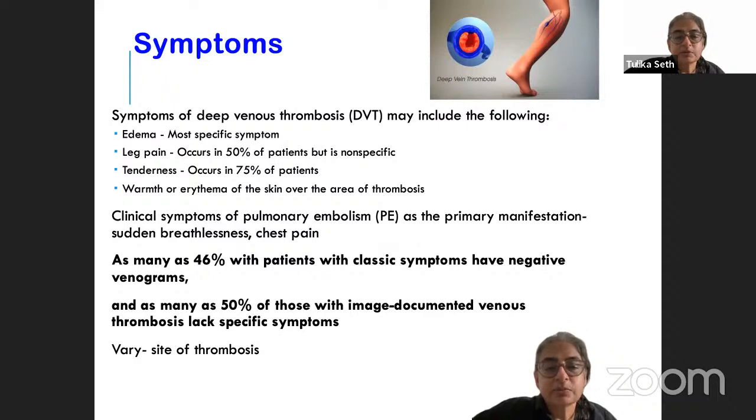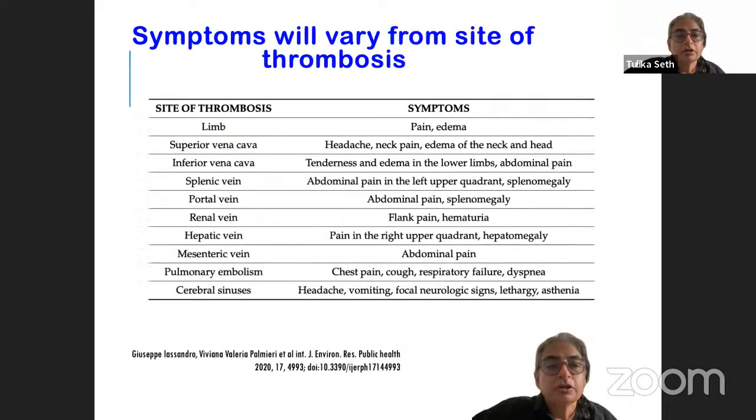So as I said, the symptoms of pulmonary embolism are usually sudden breathlessness and chest pain, but we often have patients who don't have the classic symptoms, and sometimes you may pick up some of these lesions on imaging. So the symptoms will obviously vary according to the site of the thrombosis. So you need to have a high index of suspicion, because pain in any of these areas could be due to multiple other causes for these children in the ICU. But think about thrombosis as one of the other factors.